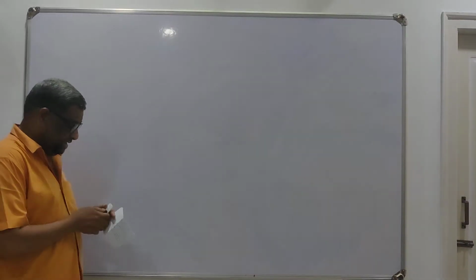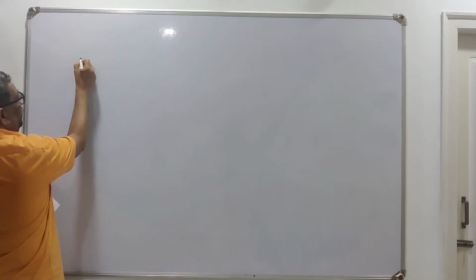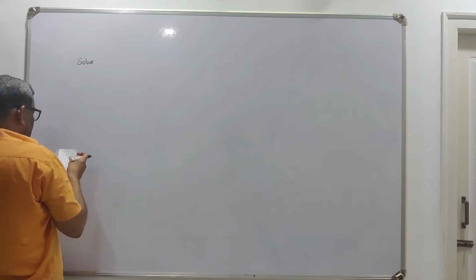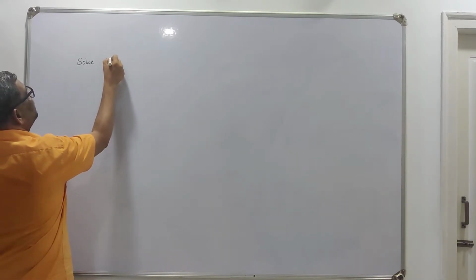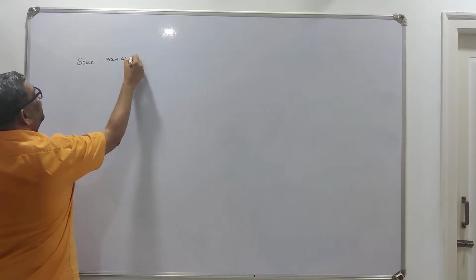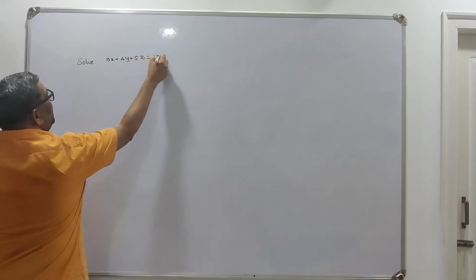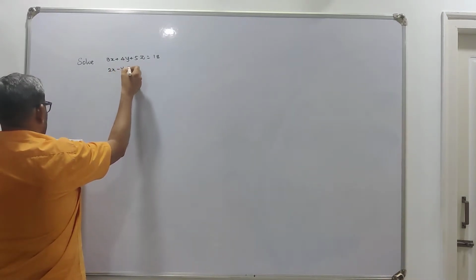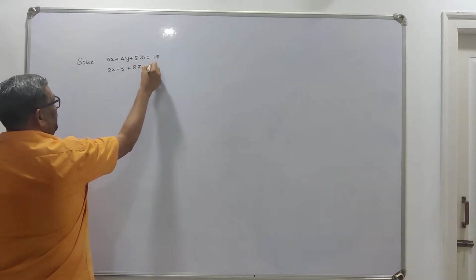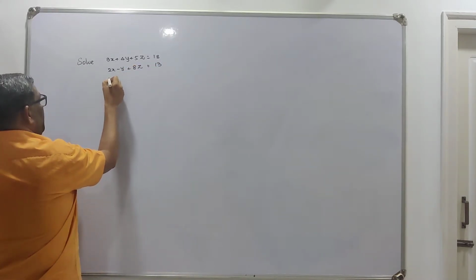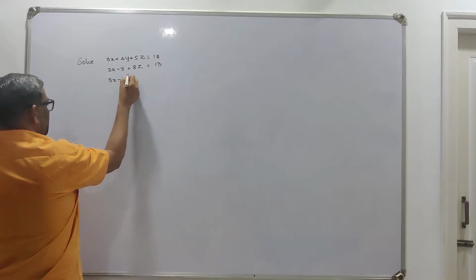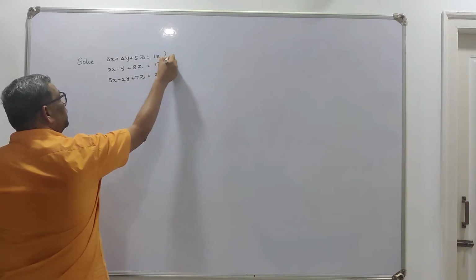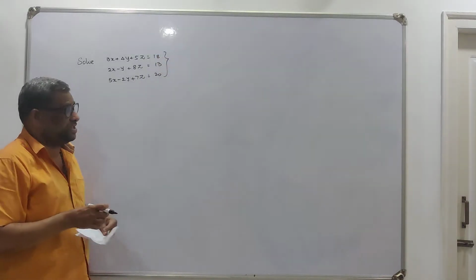So first, my question is: solve 3x plus 4y plus 5z is equal to 18, 2x minus y plus 8z is equal to 13, 5x minus 2y plus 7z is equal to 20. So we have to solve these three equations.